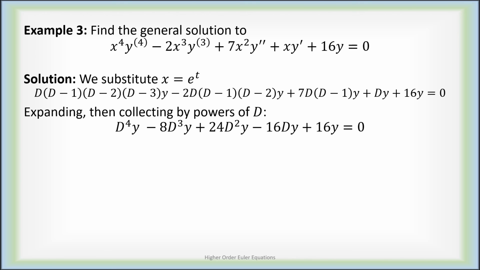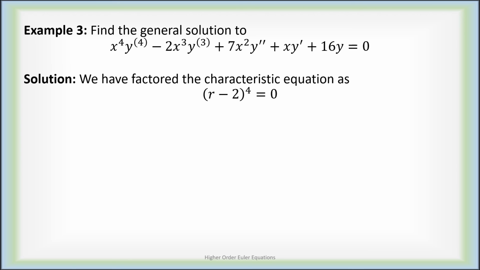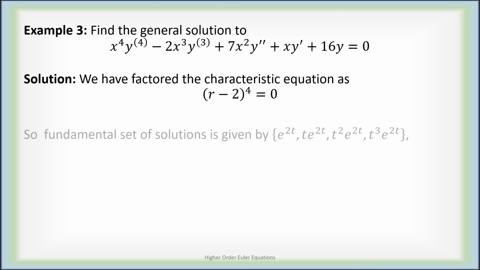We now have constant coefficients in a differential equation as a function of t, so we make the characteristic polynomial r to the fourth minus 8r cubed plus 24r squared minus 16r plus 16, set it equal to 0, and now we need to factor this fourth degree polynomial. Eventually, applying the rational roots theorem for a head start, we're going to factor this as (r minus 2) to the fourth power. So we factored the characteristic equation of the modified differential equation as (r minus 2) to the fourth equals 0.